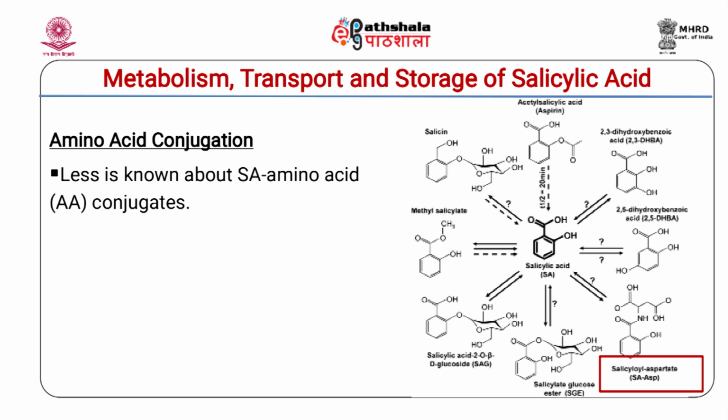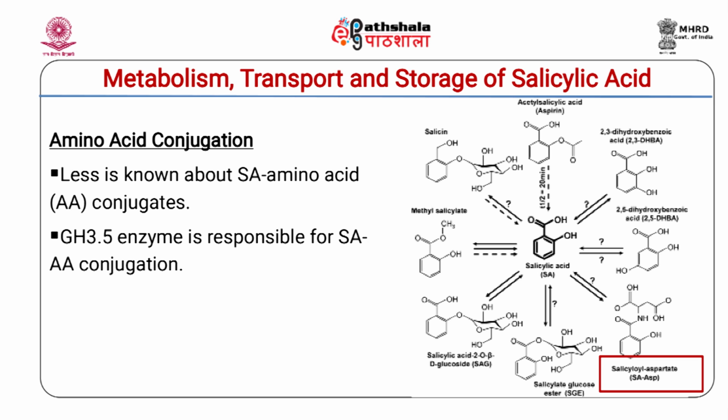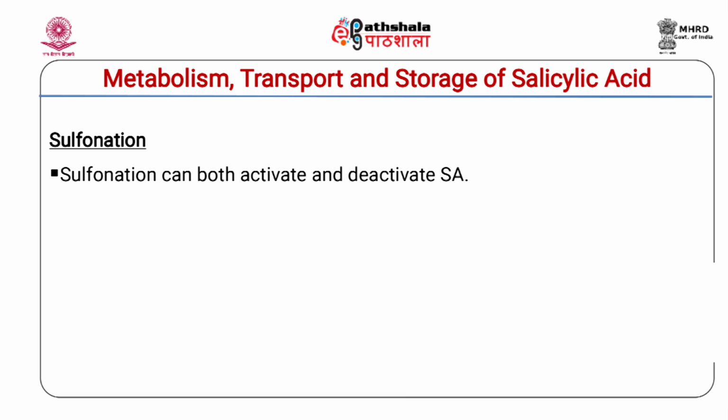In Arabidopsis, Phaseolus and Vitis species, SAASP has been identified as a stable and major salicylic acid amino acid conjugate. In Arabidopsis, it has been shown that the GH3.5 enzyme is responsible for salicylic acid amino acid conjugation. However, exogenous treatment with SAASP is unable to induce any pathogen related gene expression, suggesting that SAASP is an inactive form.